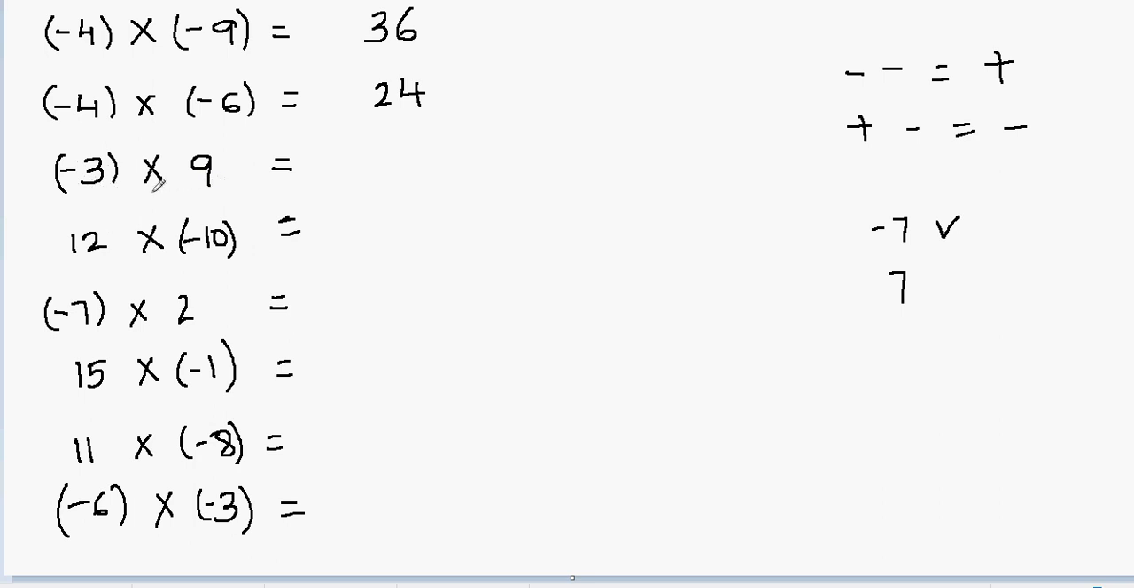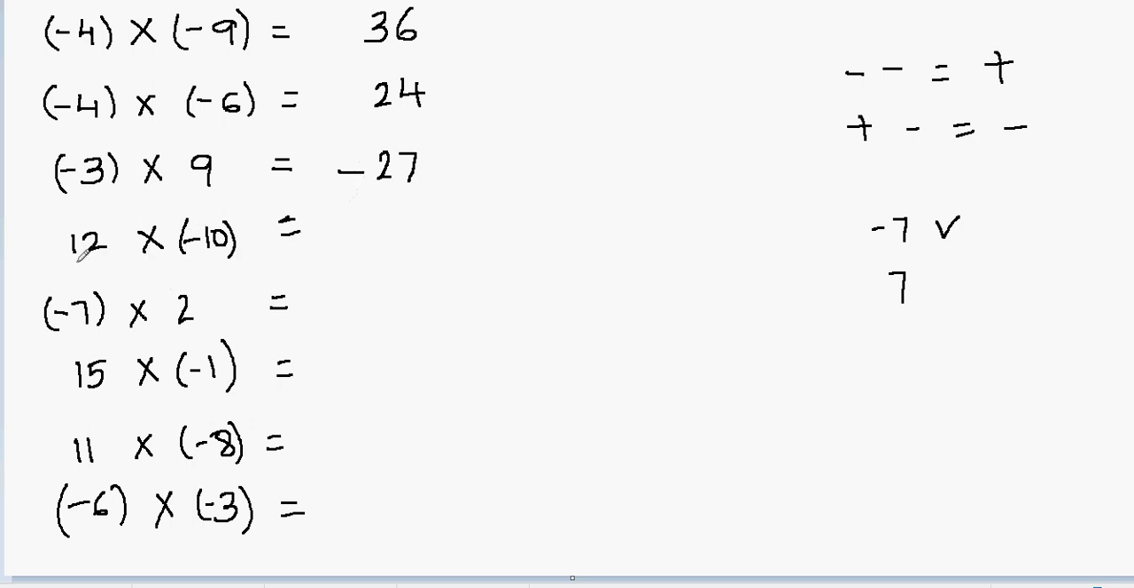First of all, you ignore the sign and just multiply. 3 times 9 will give me 27, so I will write 27. Now this time I have a negative integer and a positive integer, because 9 is considered positive since it doesn't have any sign in front of it. The product of a negative integer and a positive integer will be negative. So I'll put the negative sign in front of my answer. The final answer is negative 27.